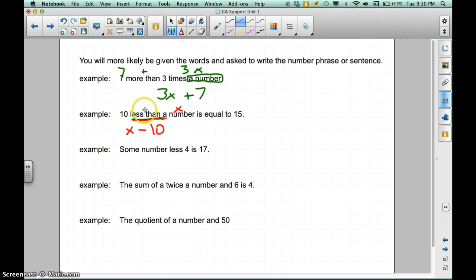Now this seems backwards because if you just translate literally here, you're going to have 10 minus x, but it's 10 less than the number. So you're starting with the number, you're subtracting 10. Is equal to, that's an equal sign, 15.